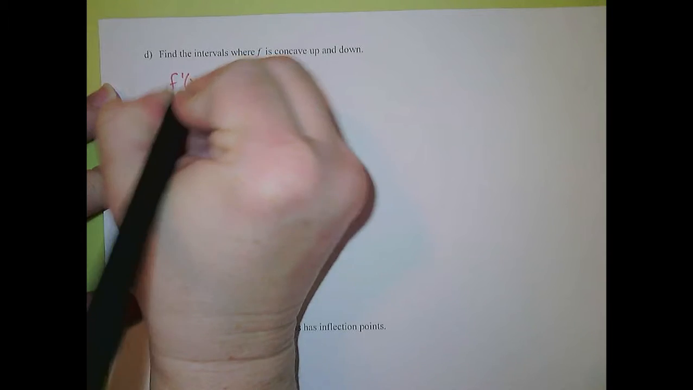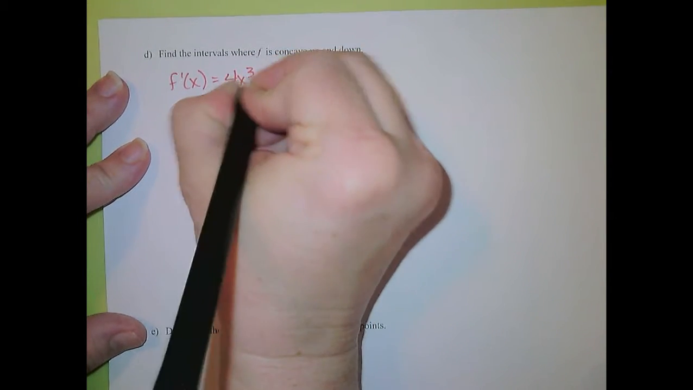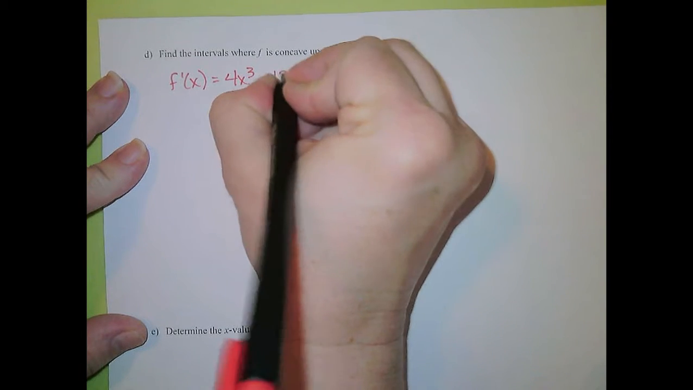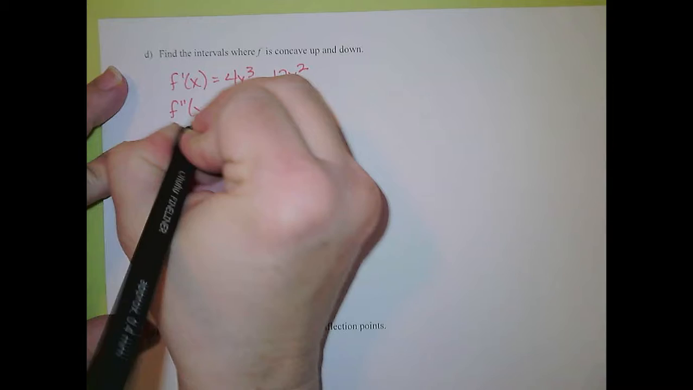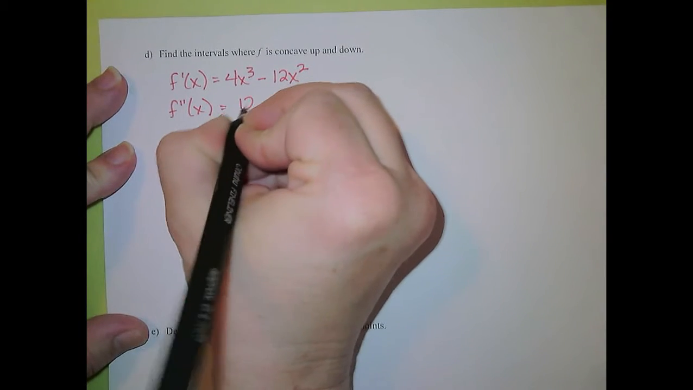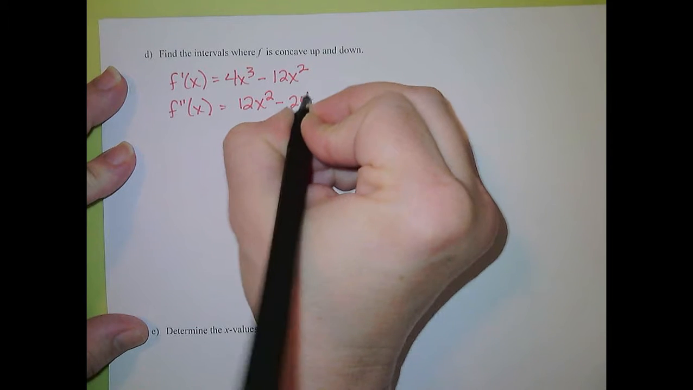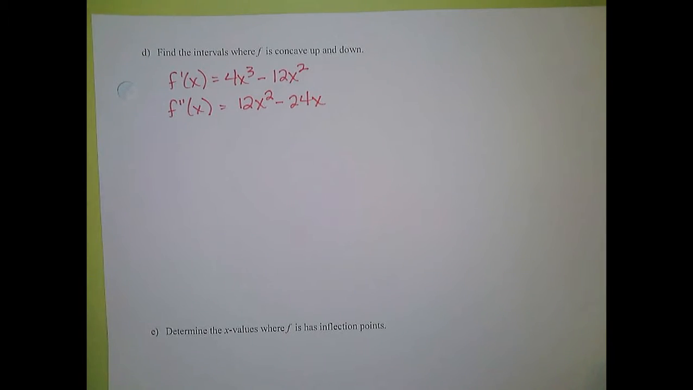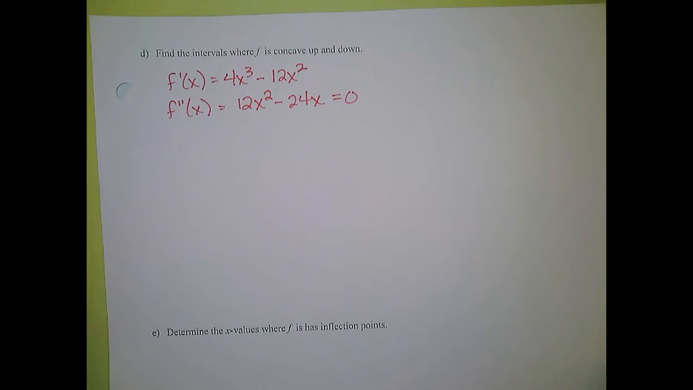So we've already determined that the first derivative of f is 4x cubed minus 12x squared. So its derivative, the second derivative, will be 12x squared minus 24x. And we want to know, where is this equal to 0? Or possibly where is this undefined or does not exist?